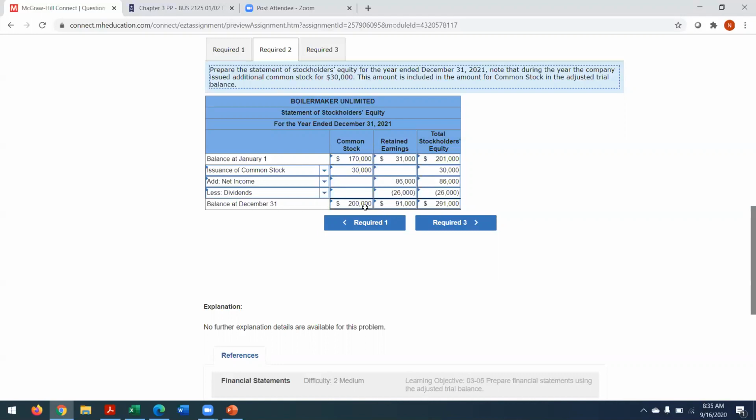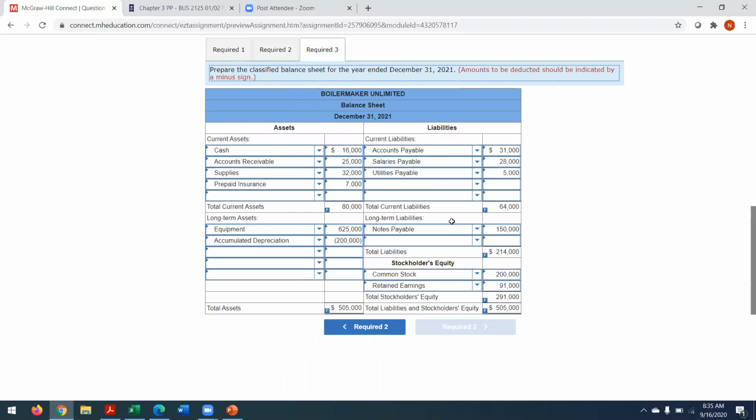These three bottom numbers will now be part of our balance sheet. So if we go to our balance sheet, we take our assets from the adjusted trial balance and our liabilities, and the ending balances on our statement of stockholders' equity will be transferred over to the stockholders' equity section in the balance sheet. Our assets of 505 equal our liabilities plus our stockholders' equity.